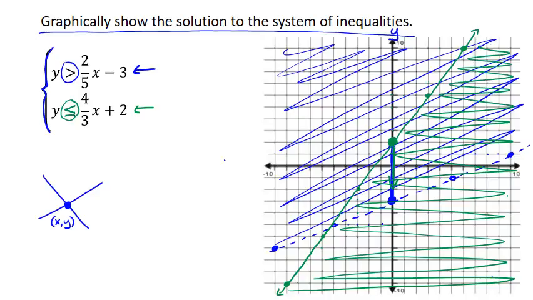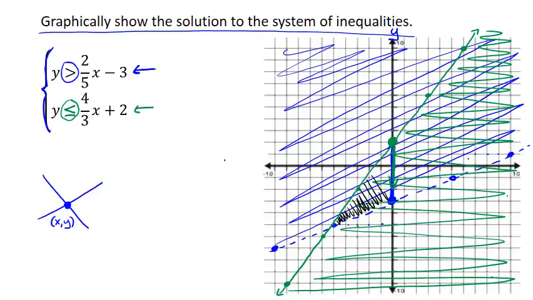So we found the solutions for each inequality separately. The question now is, how do we find the solution to the system of inequalities? And just like system of equations where we were looking for the point of intersection, here we're looking for an intersection, but not just of a point, but an entire shaded region, which is all of this region right here, where the green and the blue overlap each other.